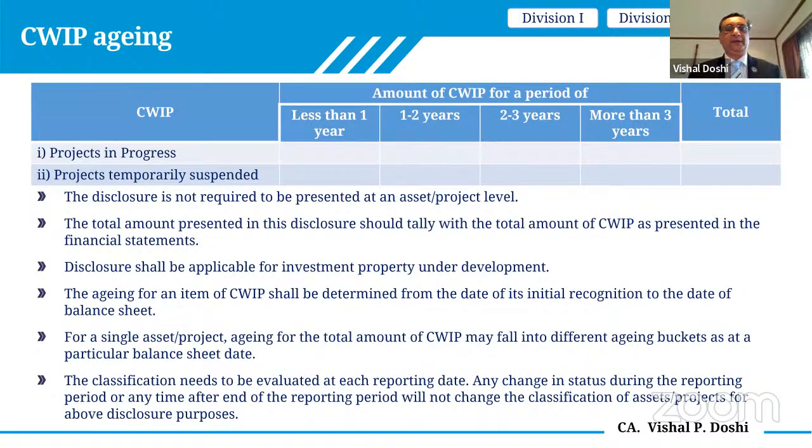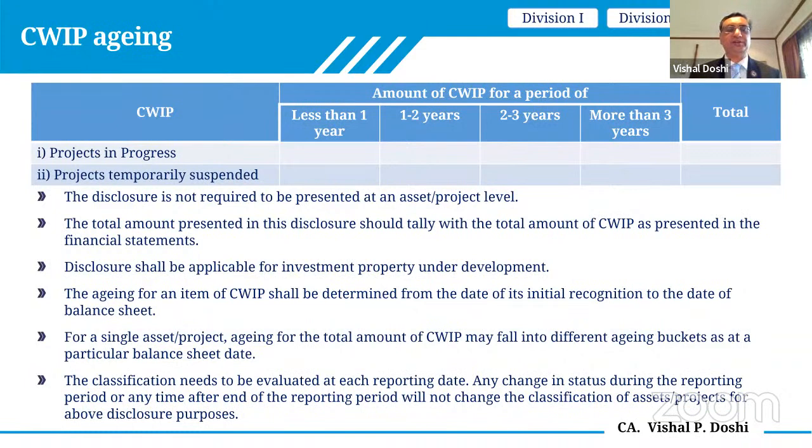CWIP aging with respect to capital work in progress. So here also the buckets are given: less than 1 year, 1 to 2, 2 to 3, 3 to 4, more than 3. And this is the historical amount that is outstanding as on the balance sheet date with respect to the CWIP, capital work in progress, which typically is for the tangible assets. So here you don't have to give asset-wise or project-wise details with respect to the aging. You have to categorize or summarize into two.